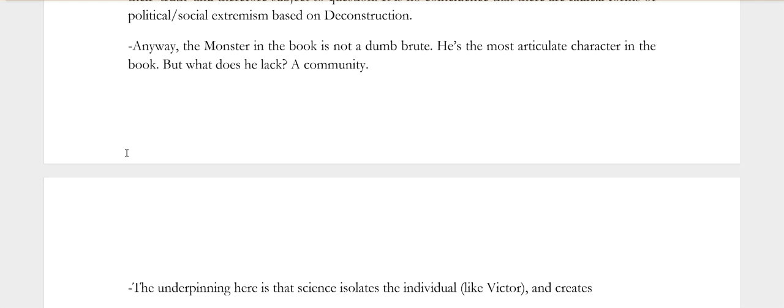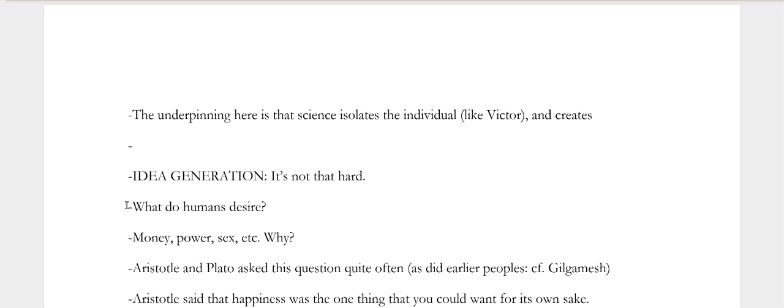It's very interesting, okay? But the underpinning of the book here is that science, because it categorizes, because it insists on labeling and understanding everything, isolates the individual, like Victor Frankenstein, okay? And it creates this distinction or difference. It puts human beings apart from one another or apart from nature. Because in order to understand something, you have to be objective to it, right? Science wants to be objective to the thing that it's observing, right?